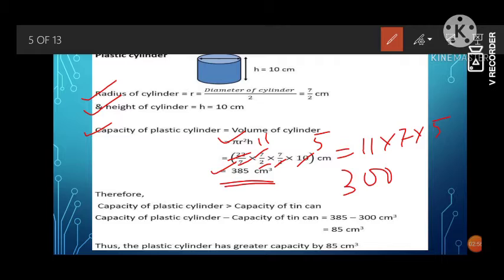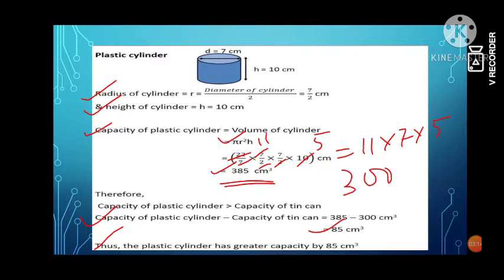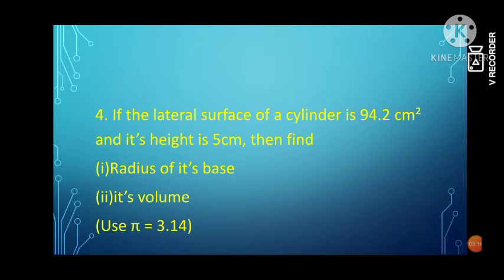So obviously the plastic cylinder is more, and by how much? 385 minus 300 is equal to 85 centimeter cube. The plastic cylinder has a greater capacity by 85 centimeter cube. So this was our sum number 3. Now let us see sum number 4.